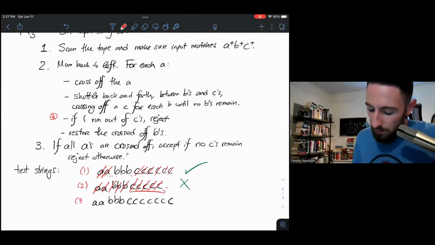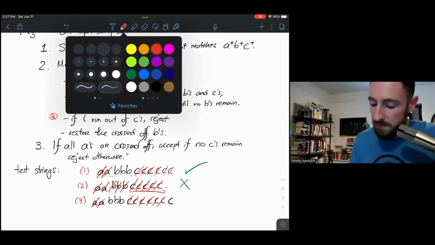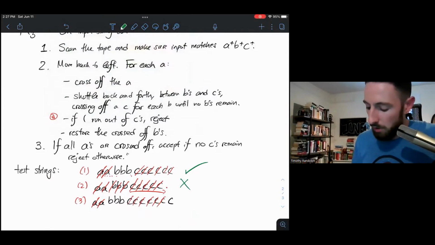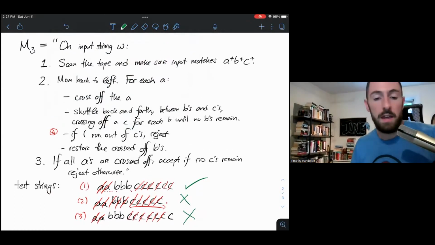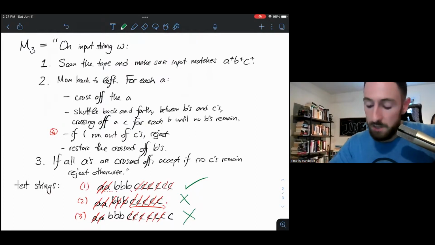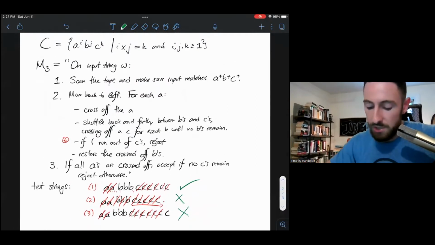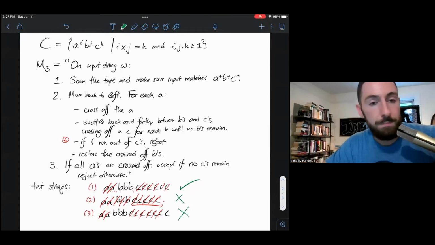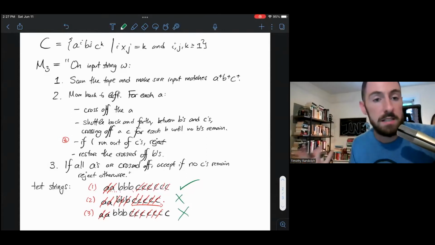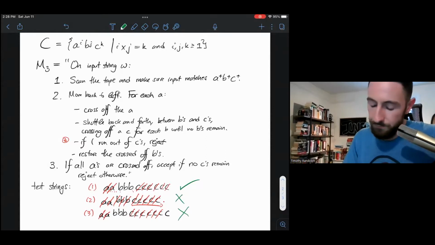Finally, if I run my third example, I will cross off the A's, cross off 6 C's, reach step 3, and step 3 tells me to accept if no C's remain and reject otherwise. There are remaining C's. My I times J is too small, so I will reject this as well. So I hope now I've convinced you that this Turing machine procedure creates a Turing machine that decides the language C, that accepts whenever a string is in the language and rejects if a string is not in the language.